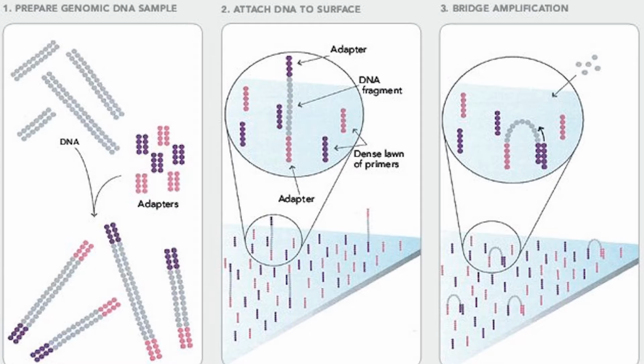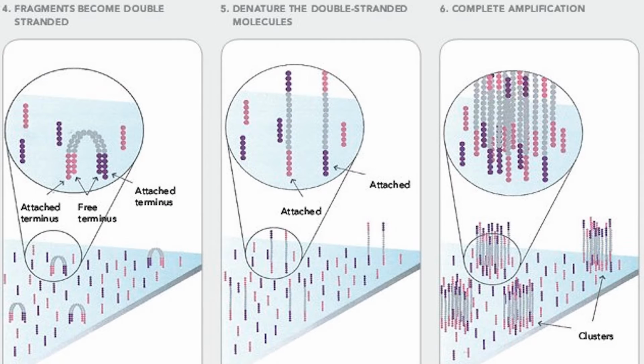Step 3. Bridge amplification. Unlabeled nucleotides and enzymes are added to initiate the solid phase of bridge amplification. Step 4. Fragments become double-stranded. The enzyme incorporates nucleotides to build double-stranded bridges on the solid phase substrate.